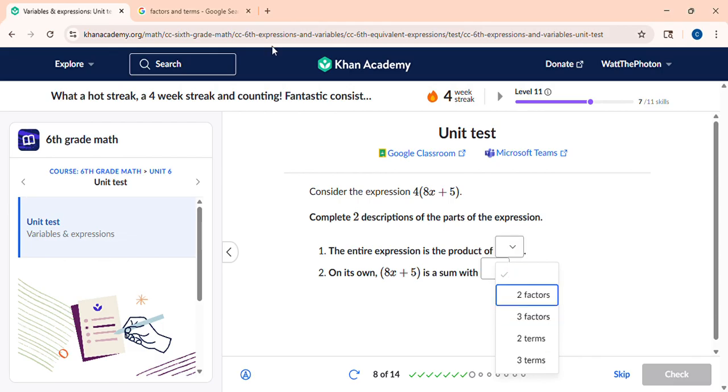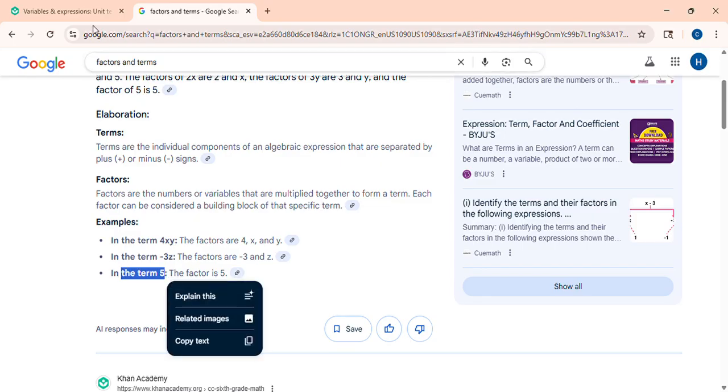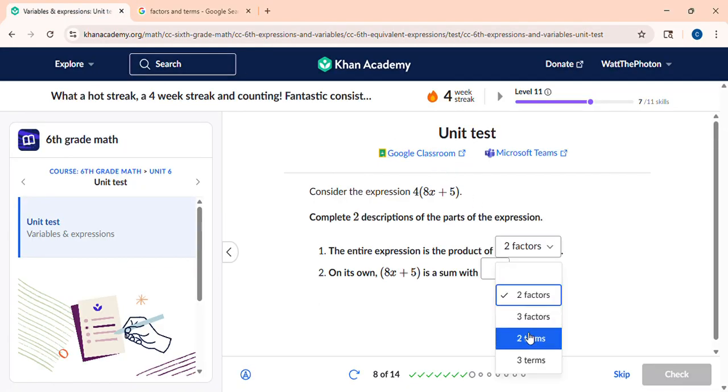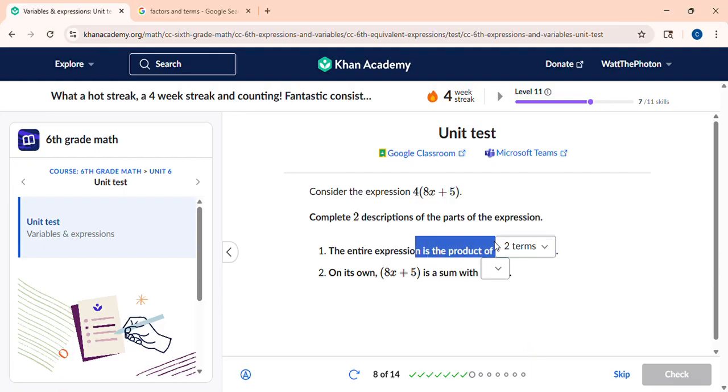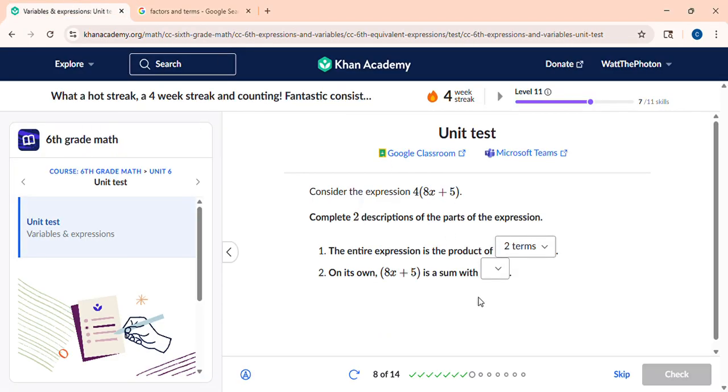Of 2 factors. In 2 terms. Right, 2 terms. It's a product of 2 terms. Wherever this term is, and then multiply it by that term. So a single digit could be a term on its own. 8x plus 5 is the sum of 2 factors, 2 terms.